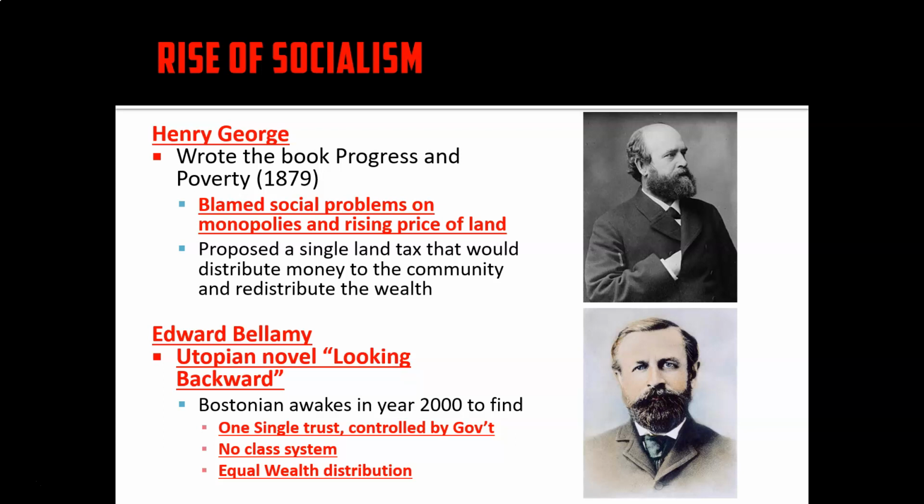Edward Bellamy was another socialist author. He wrote a utopian novel called Looking Backward. And essentially a Bostonian from the year, I believe it's 1870s, wakes in the year 2000. And this is what he finds. He finds one single trust. So every bit of investments, companies, all these things that have been put into trust in order to benefit the trustees and the beneficiaries are now in one single trust. So basically the government's controlling everything. There's no class system and the wealth is being distributed equally.